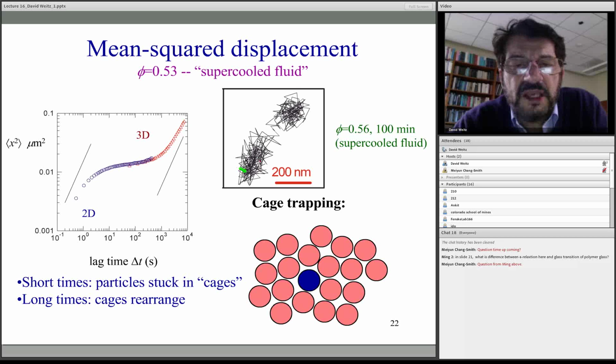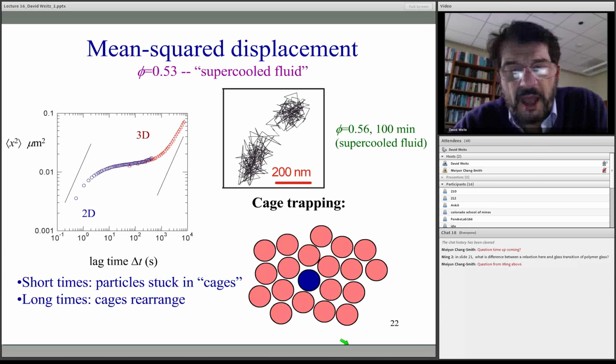You're diffusing here, you're trapped in the cage, and ultimately the particles move away and it jumps to a new position. And this is called cage breaking, and this is called cage trapping. Okay, let me now continue on and discuss this, but let me take a little bit of a break and answer some questions.